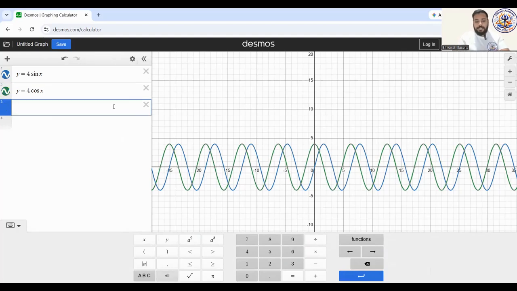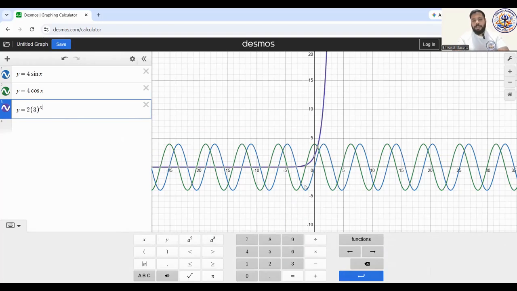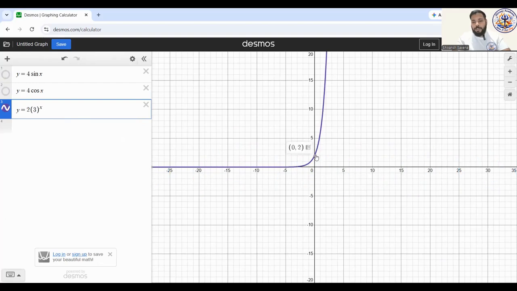Or let's say I write an exponential function, y equals 2 times 3 to the power of x. I could see an exponential curve with the y-intercept (0, 2), because if you put x equals 0 over here, 3 to the power 0 becomes 1, which gives us y equal to 2. So the y-intercept of this graph is also highlighted.